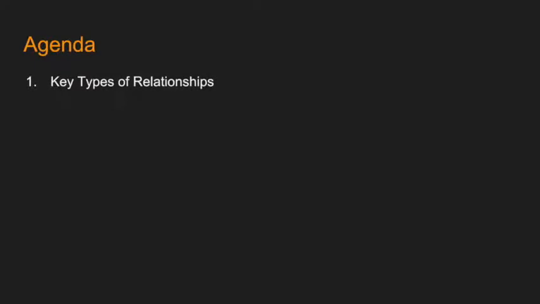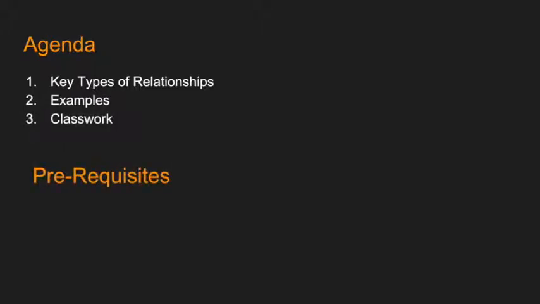Alright, here's my plan. I'd like to tell you about the key types of relationships. We'll look at examples of each, and then we'll do some classwork. Before we jump in, I'd like to ask you to do a couple of things. First, make sure you have a laptop and you have access to a Salesforce Developer org so you can do the classwork.